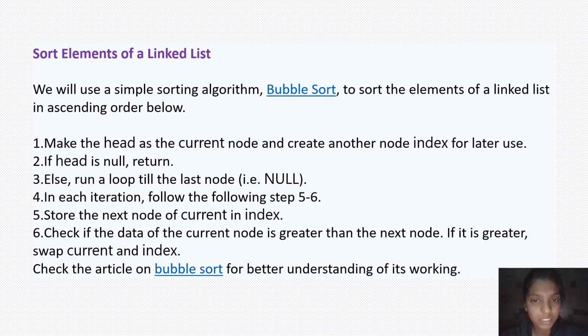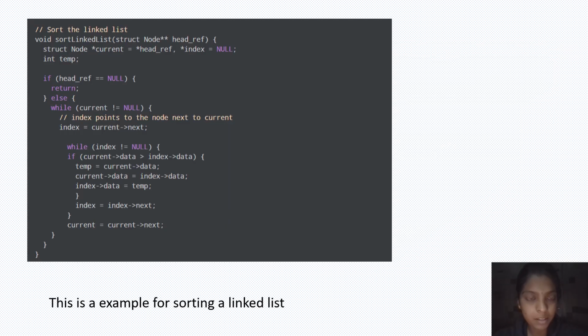Next is sorting elements of a linked list. For sorting, we can take a bubble sort example. The steps to follow are: first, make the head the current node and then create another node, index, for later use. If the head is null, return, else run a loop till the last node, that is null. In each iteration, follow these steps: store the next node of current in index, and check if the data of the current node is greater than the next node. If it is greater, swap current and index. Here is a bubble sort example for sorting a linked list.